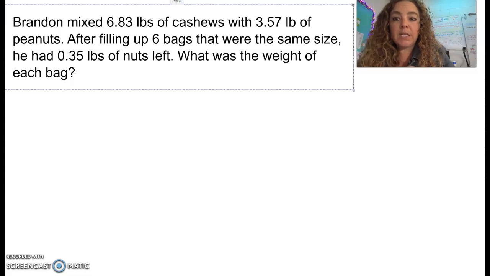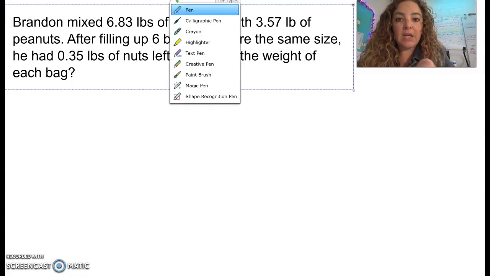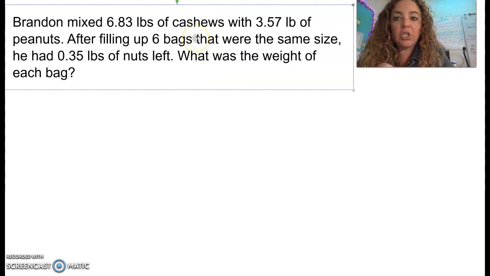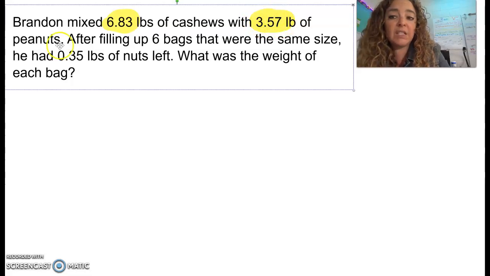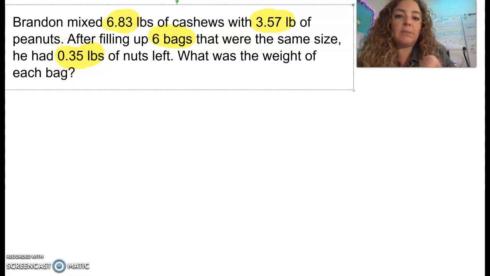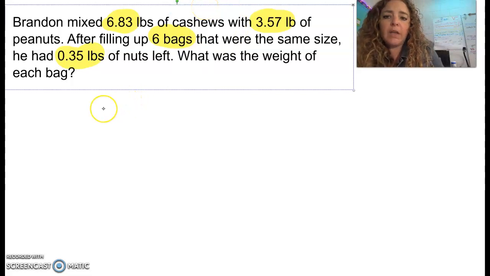We have Brandon here, and Brandon is going to make a trail mix with cashews. He has 6.83 pounds of cashews, with 3.57 pounds of peanuts. He fills up 6 bags, and they're all the same size, and he has left 3,500 pounds of nuts.